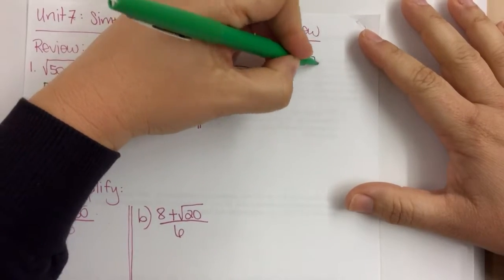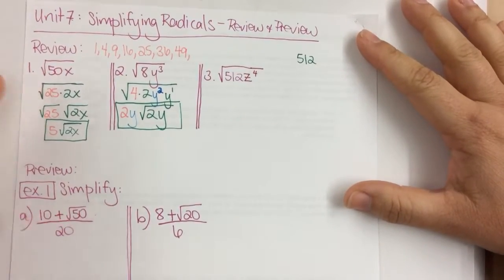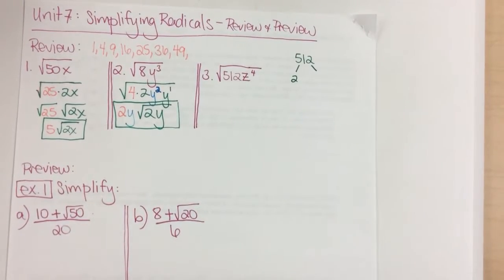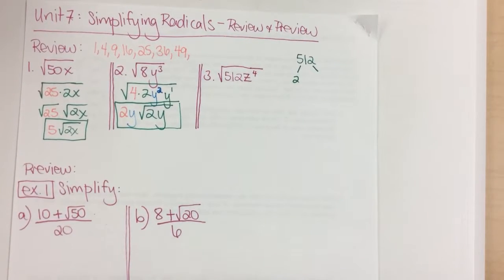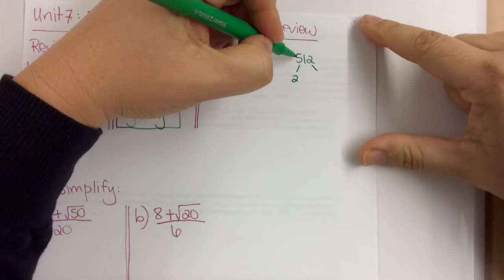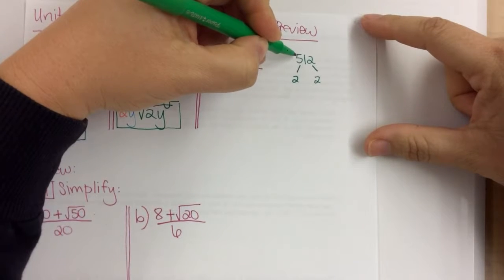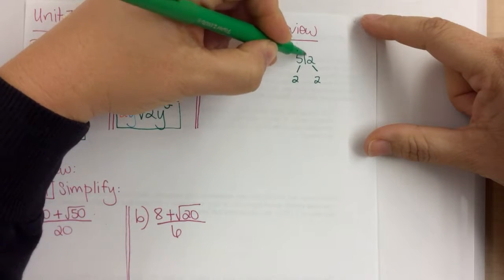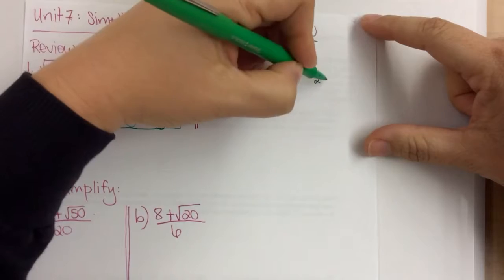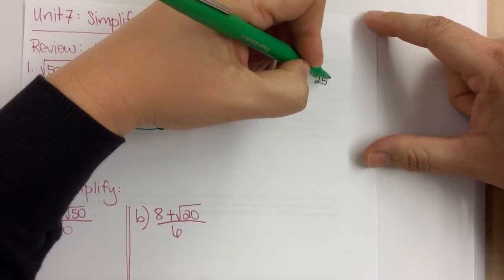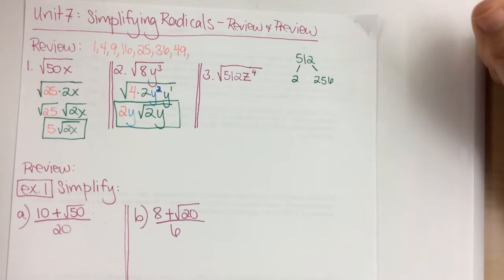So 512, I'm going to do kind of like a number tree. So 2 clearly goes in because it ends with an even number, right? 2 goes into 5 how many times? 2, yeah. So that would be 4. So I have a 1 left over, so 11. 2 goes into 11 5 times. I have a 1 left over, so 12, 256.